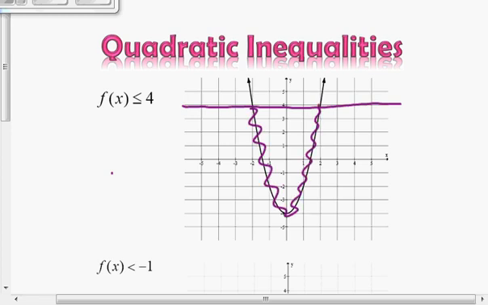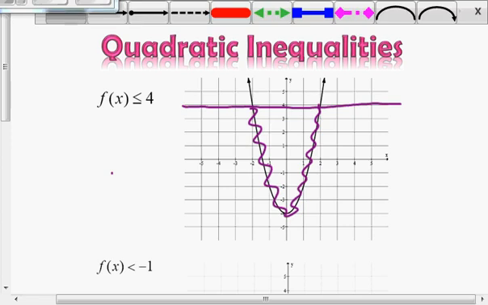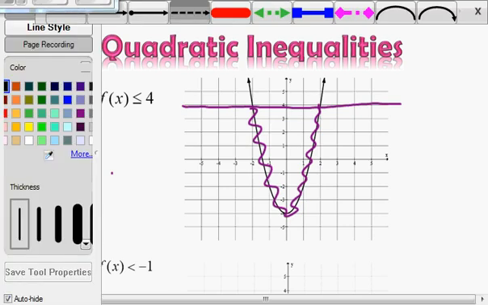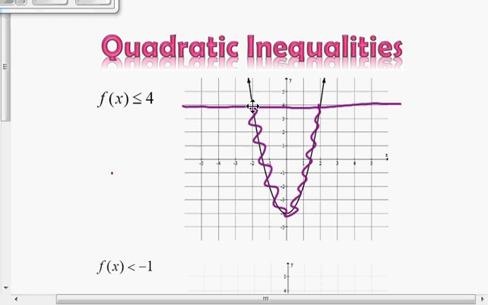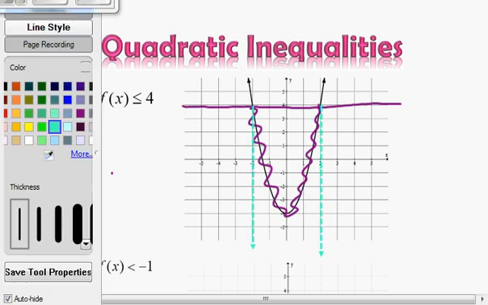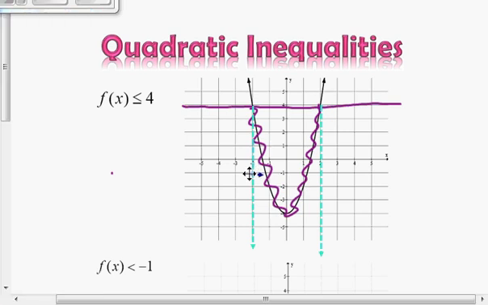From here we need to see what our x values are. So we can take the line and draw it from where this intersection is down to our x-axis to see what exactly these values are going to be. And we have -2 and 2.